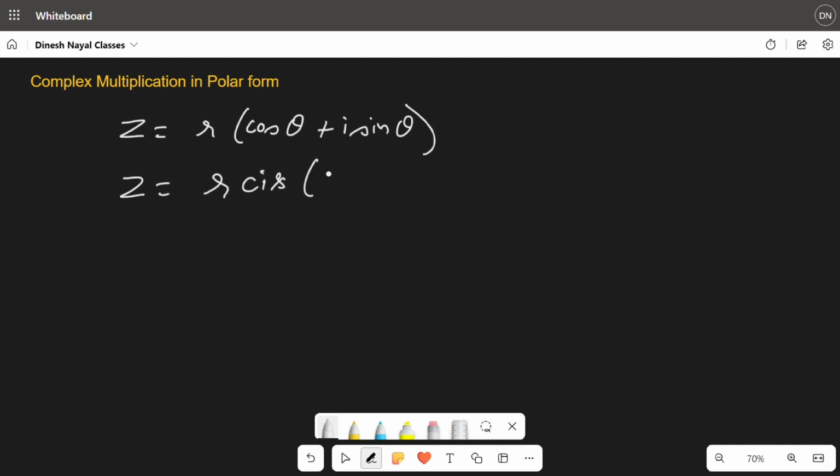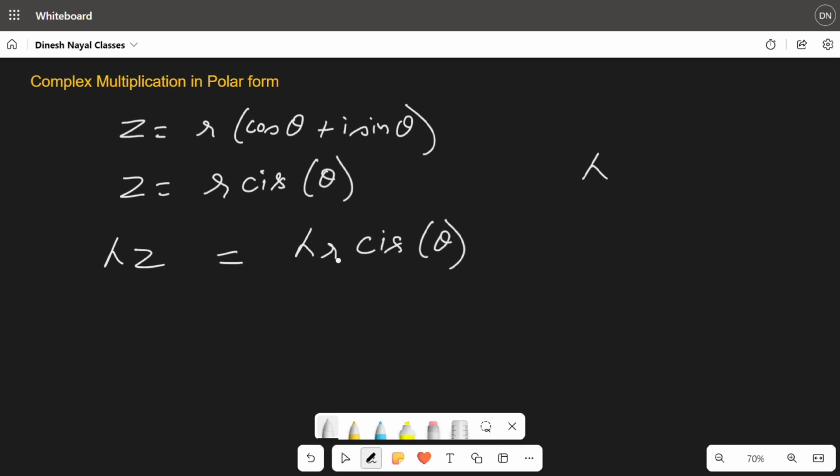Now consider a whole number lambda. What will be lambda times z? This number is to be multiplied with the modulus, so that will be lambda r, and this will be cis theta.